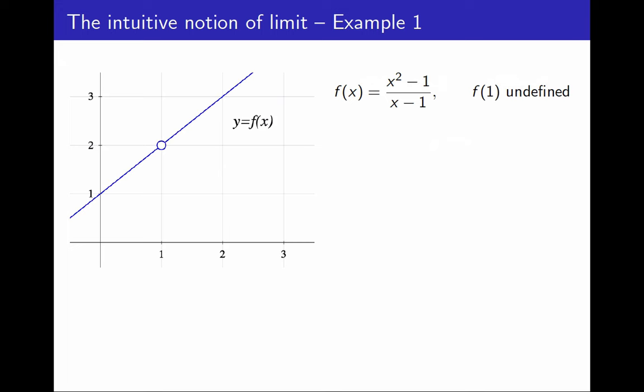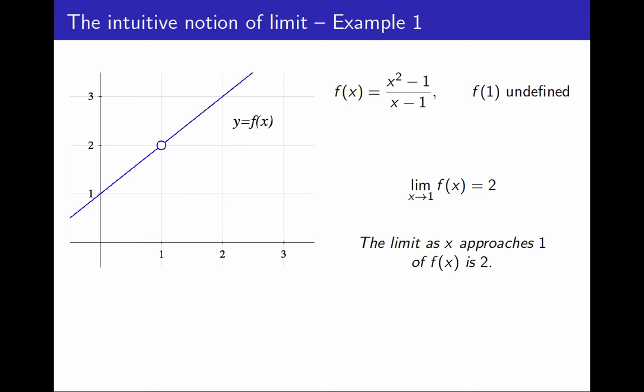But if I look at other values of x, in particular close to 1, they are all suggesting that they want f of 1 to be 2. If we had to choose a value for f of 1, it could be 2. To a certain extent, morally, f of 1 should be 2, even though we forgot to define it. So when this happens, I'm going to say that the limit as x approaches 1 of f of x is 2. And I'm going to represent it with symbols like this.